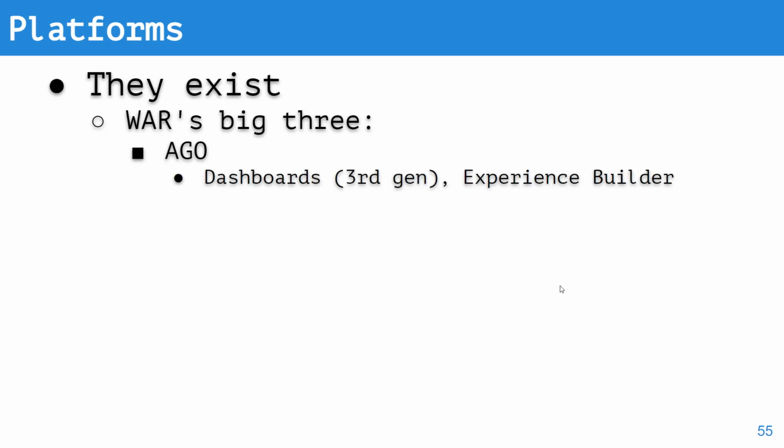There's also Experience Builder. Experience Builder has some dashboard aspects to it, with actions and filters, very much of what you see in the third generation dashboards.